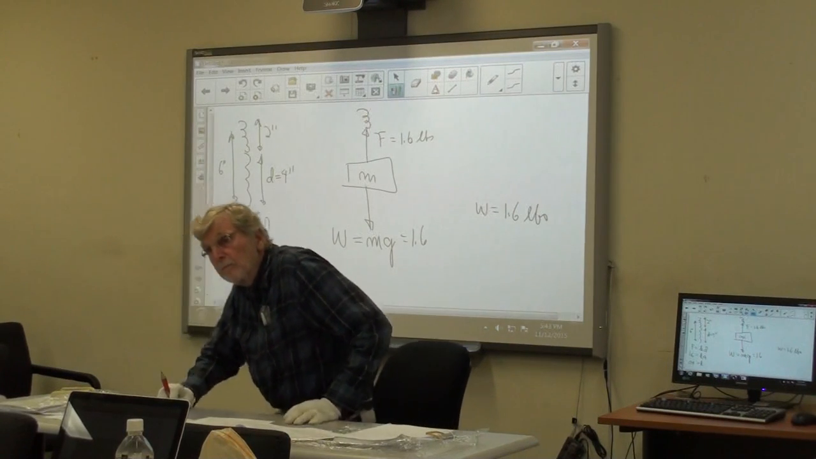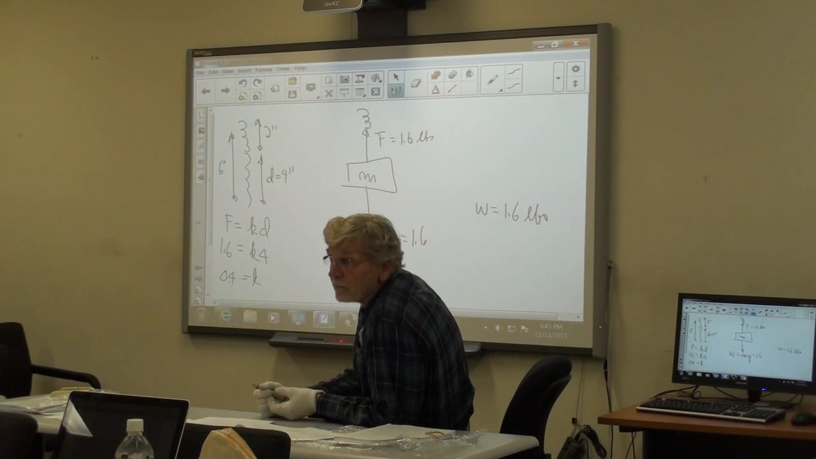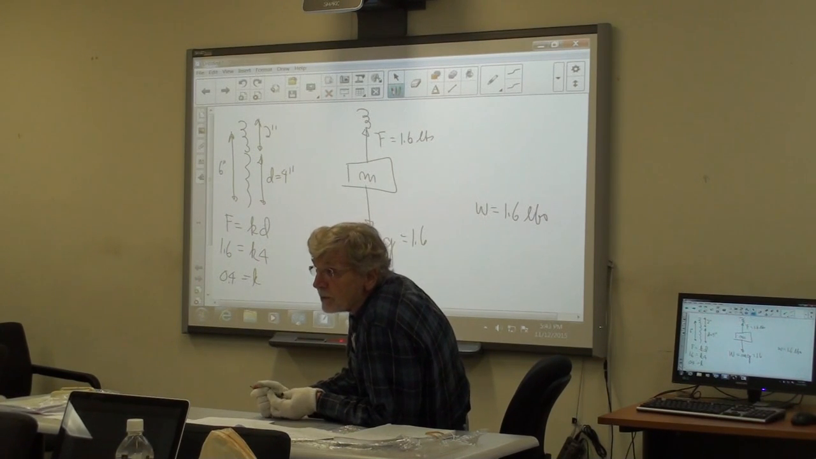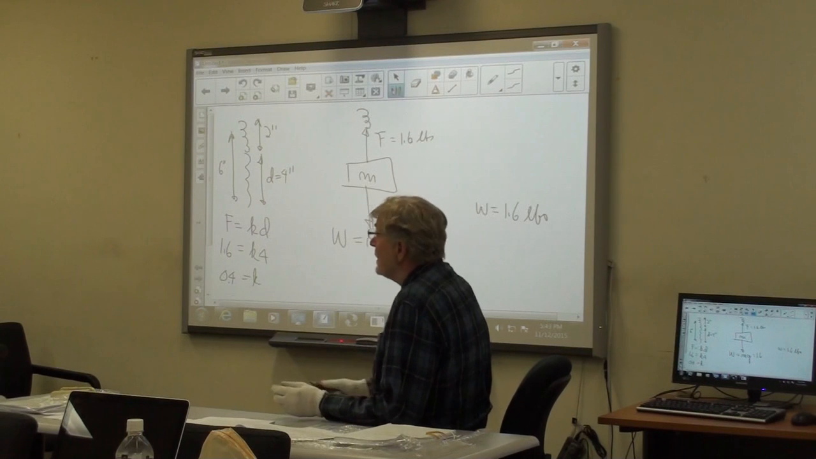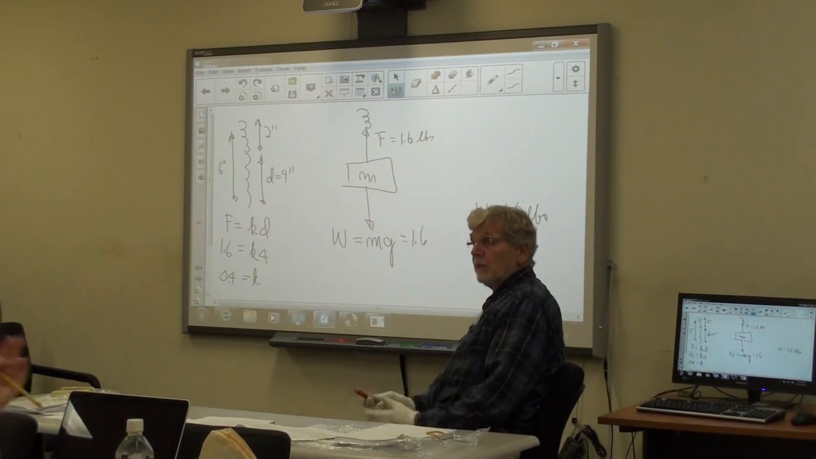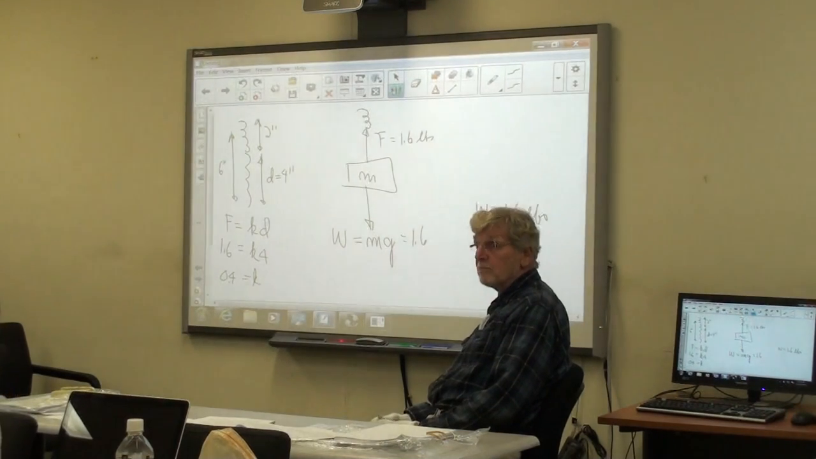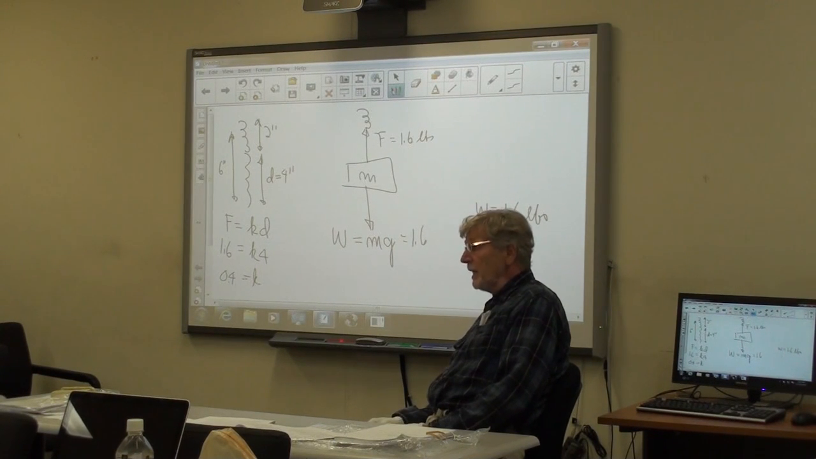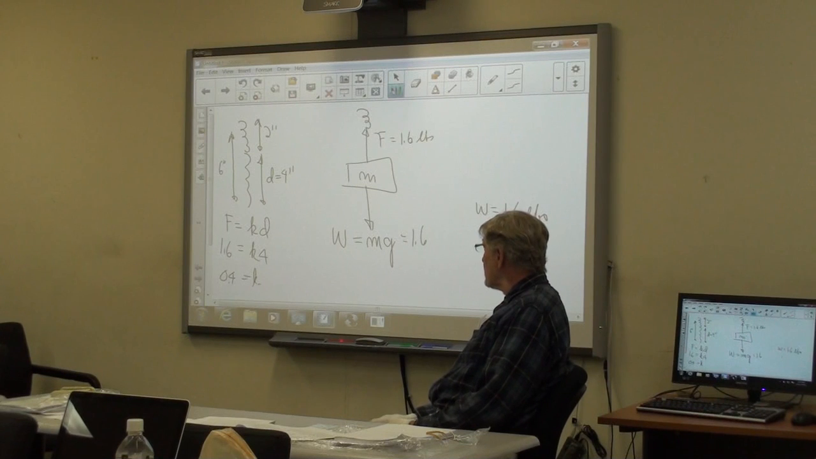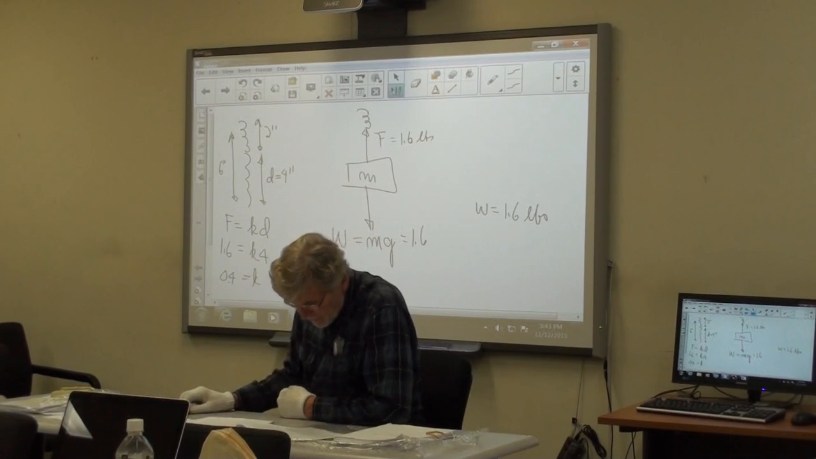So if the object is dangling, then the force and the weight are equivalent? Yes, because if they were not equivalent, it would not dangle. It would go in the direction of the greater force. That's right. It's called equilibrium. So you establish an equilibrium and measure the parameters and put them into the equation, and that gives you the variable that you're looking for. So this is how we measure K for a spring.